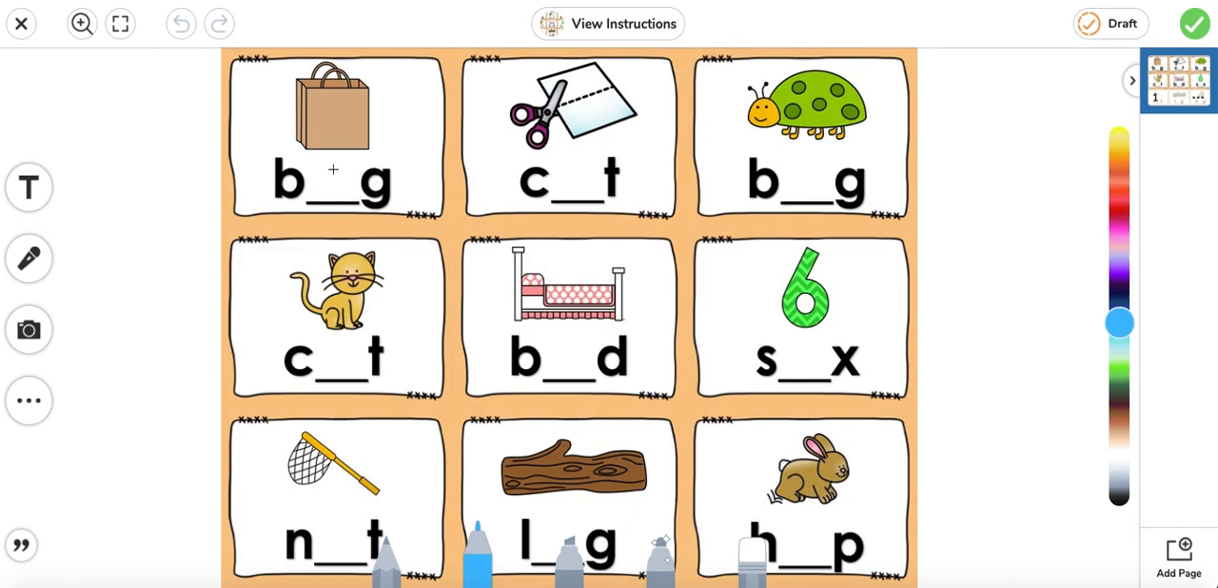What sound belongs here? B, a, g. A. What letter makes the a sound? A. So we're going to go ahead and draw an A. Let's go to the next picture.